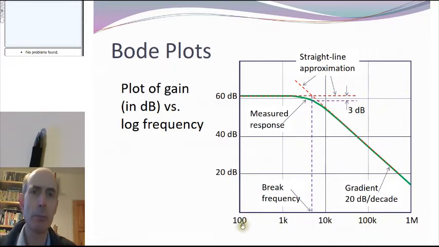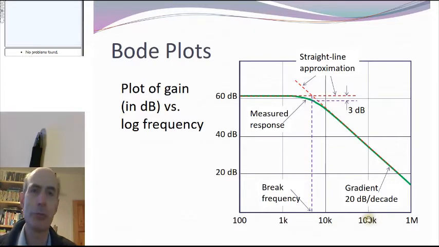So, for example, log of 100 is 2, log of 1,000 is 3, log of 10,000 is 4, log of 100,000 is 5, and so on. In terms of the logs, I've got 2, 3, 4, 5, and 6 on the bottom on the x-axis, but I've labelled them as 100, 1k, 10k, 100k, because it's easier to read.